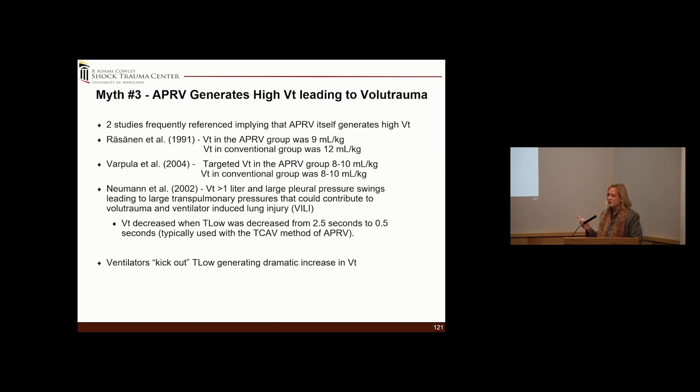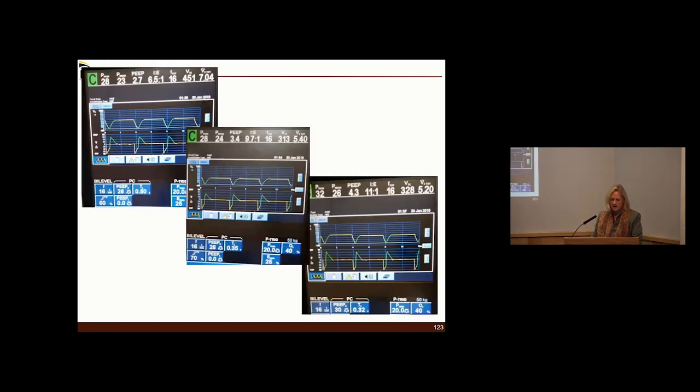Also is the issue with the ventilators kicking out, generating dramatic tidal volumes. What do we mean by kicking out? Well, first of all, let's go over this. Again, does APRV have higher tidal volumes just because of the name of the mode, or just because you're setting it?